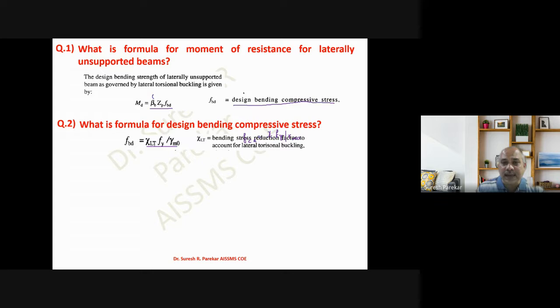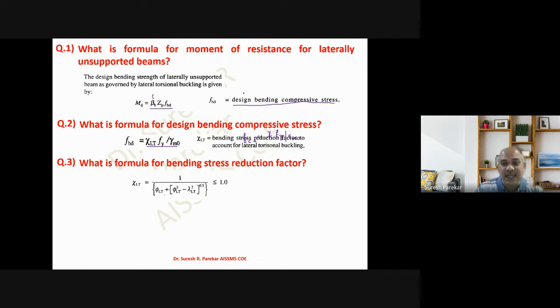Then XLT, bending stress reduction factor, there we have chi as reduction factor. Then what is formula for this? Then you can see this, there we have formula phi plus root of phi square minus lambda square, to the power 0.5, and lambda value we have to take in single angle, that is from clause 7.5. Now here you can see XLT is 1 upon phi LT plus root of phi LT square minus lambda LT square, to the power 0.5, and this value should be always less than or equal to 1. So this value should not be greater than 1.